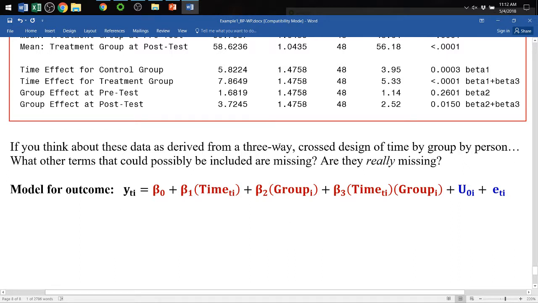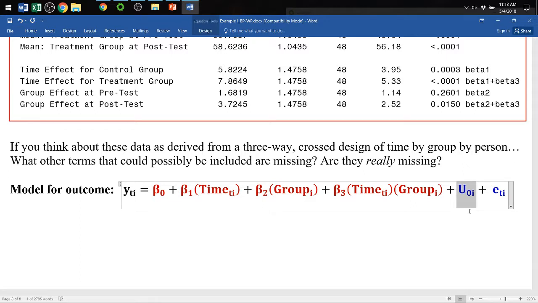So within a 3-way interaction, I have 3 main effects, right? So do I have a main effect of time in my model? Yes. Do I have a main effect of group? Yes. Do I have a main effect of person? Tricky one. It's right here. That's what my random intercept is like. It's a random main effect of person.